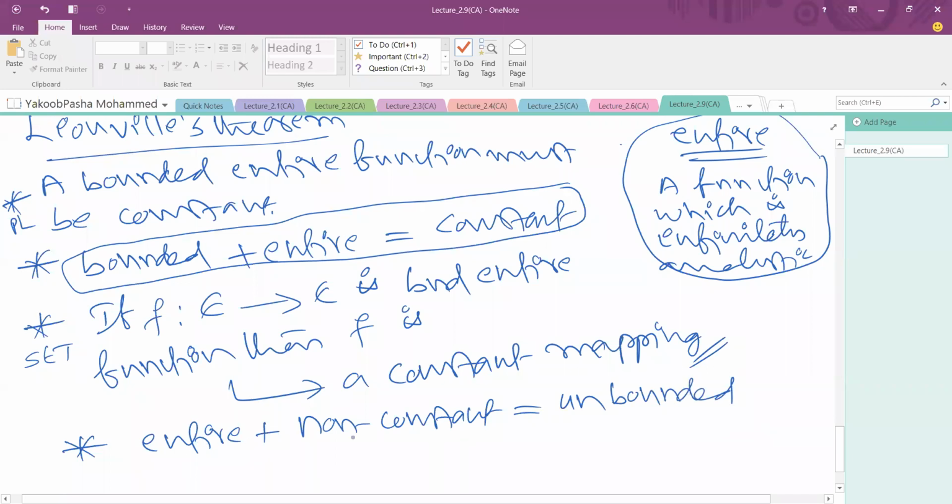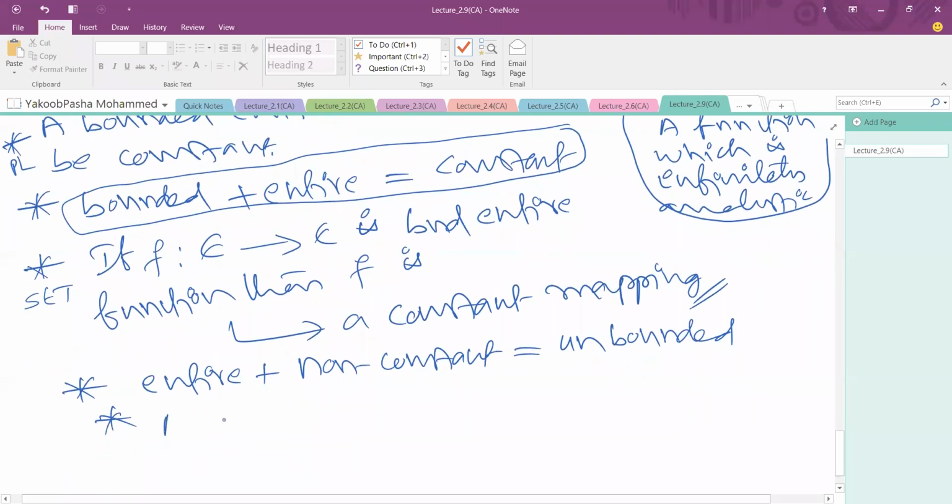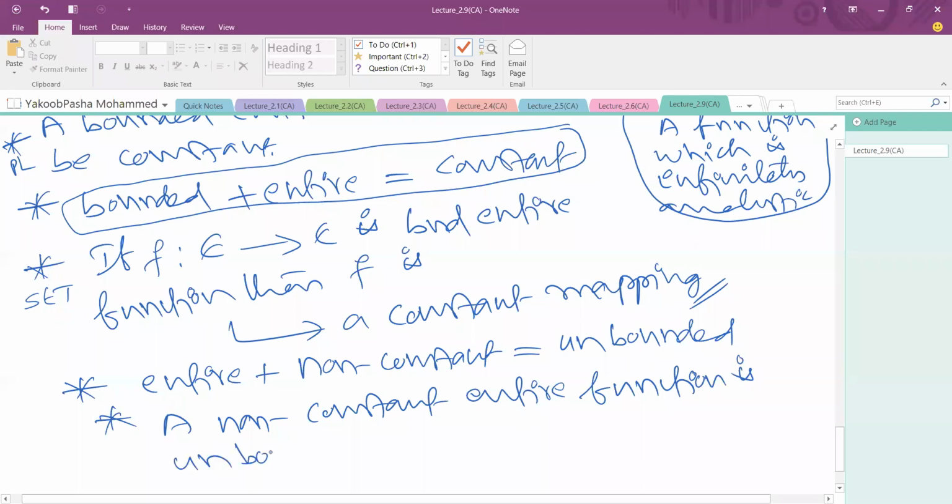It means a non-constant entire function is always unbounded. That means if a function is non-constant but it is entire, then that function is unbounded. Then a non-constant entire function is unbounded. Okay, this is the corollary of Liouville's theorem.